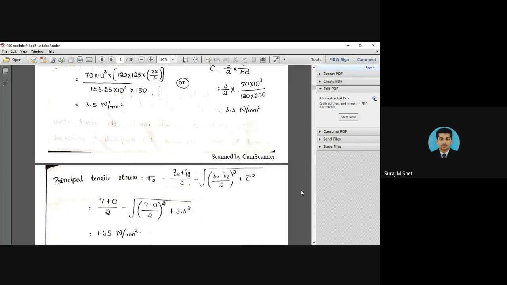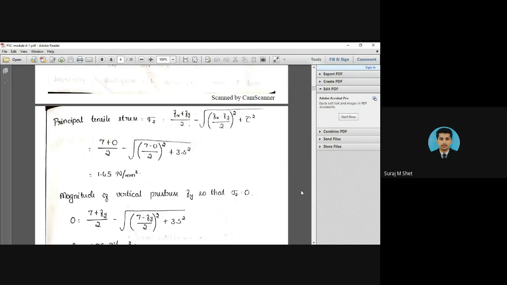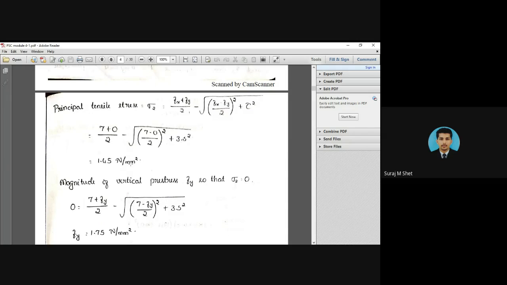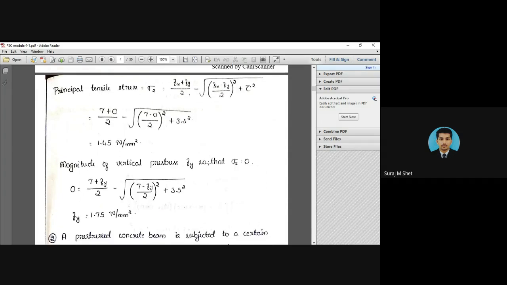So just substitute all the values: (Fx plus Fy) divided by 2 minus square root of ((Fx minus Fy) divided by 2) whole square plus tau whole square. If you substitute the values, you will get the answer in terms of Newton per mm square. Just convert the Newton into kilonewton like that.